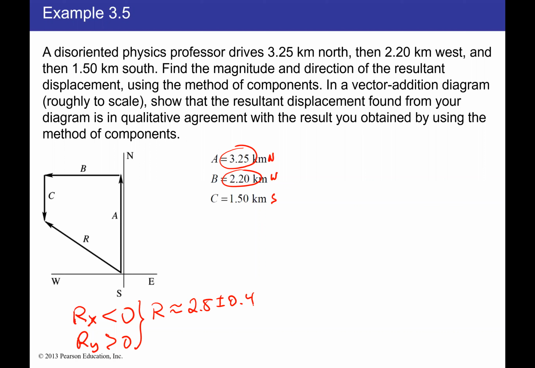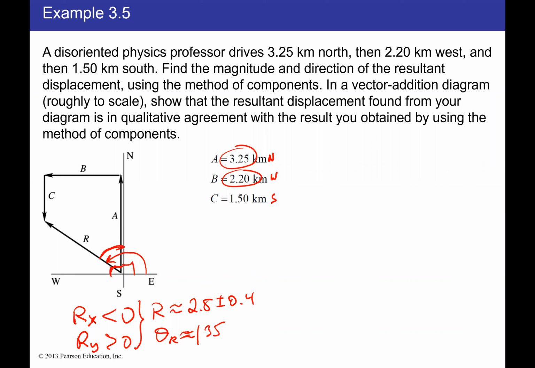Also, I have the direction for R. Remember, direction is measured relative to positive X. I estimate this since this is 90 degrees, about half of that, so roughly 100. If this is 45 and this is 90, then 90 plus 45 is 135. So I estimate it to be roughly that. We'll do the calculation and we can verify, but this is what I roughly estimate.